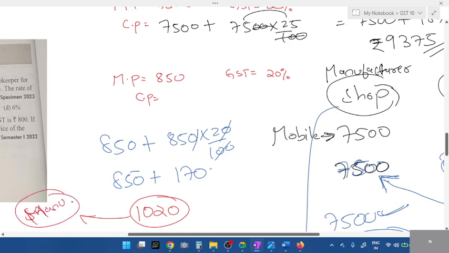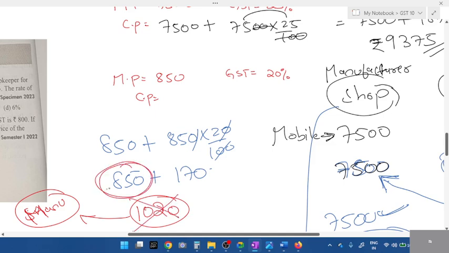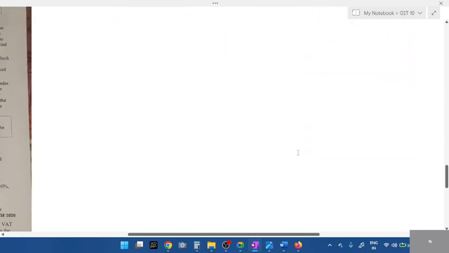What will the manufacturer do? How much will he take? Will he take this entire 1,020? No, he won't take the entire amount. He'll just take 850. And what will he do with this 170? He'll give it to the government. Yes, he'll pay to the government in the name of tax, students. This is the concept of tax. All of you understood who takes the tax and who pays it? We don't pay.